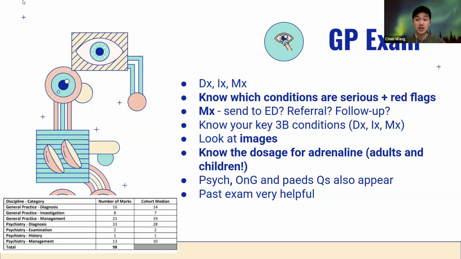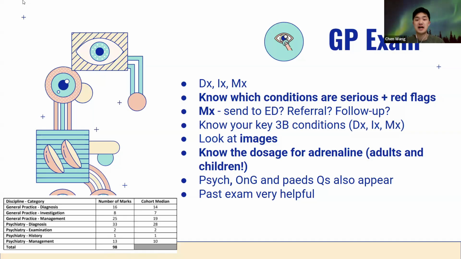So the first thing I wanted to cover was an approach to the GP exam. Last year we had 16 marks on diagnosis, 8 on investigation, and 25 on management. So management is definitely the highlight, the biggest chunk of the exam. And I think it's really important to know for each presentation, so that's cough, chest pain, anything like that, which conditions are serious and urgent and should not be missed, and what are some specific symptoms that are red flags.